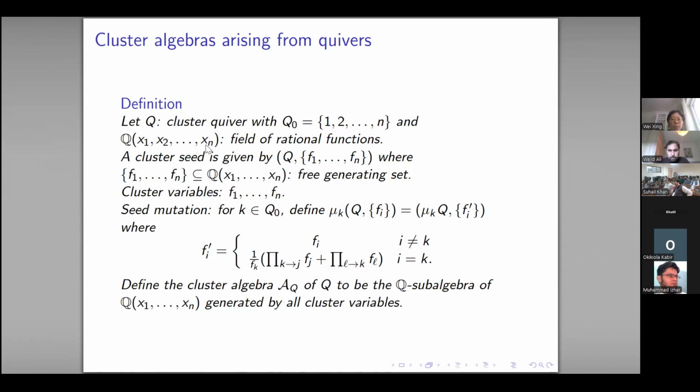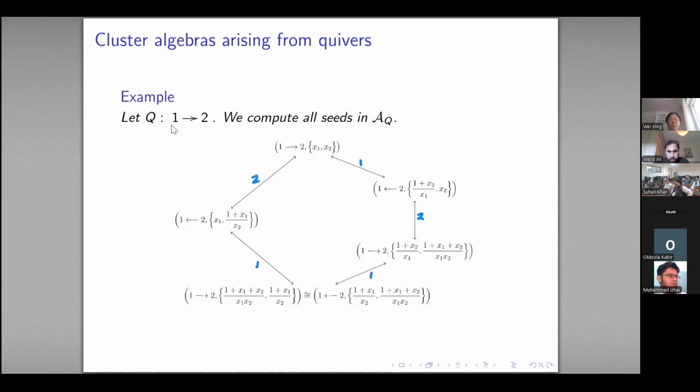So we start from the initial seed, which is Q and x1 to xn. And then we do the seed mutations. The cluster algebra A of Q associated to the quiver will be the Q-subalgebra of this rational field generated by all the cluster variables. Yes, this is a bit abstract, but let's look at an example.